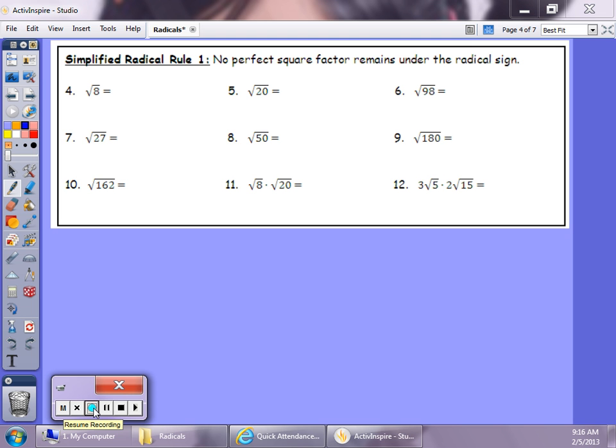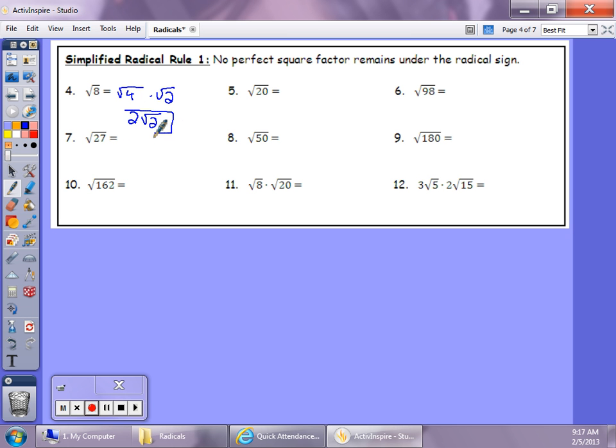Let's work through a couple examples using the first radical rule, which says that you may not leave a perfect square factor underneath the radical sign at any time. So if we look at root 8, we know that root 8 has the factors of 4 times 2, and the square root of 4 is 2. So we can simplify this into 2 root 2.